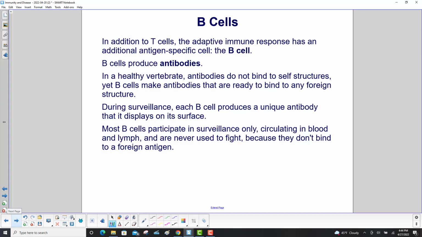In addition to T cells, the adaptive immune system has an additional antigen-specific cell, the B cell, right? We've gone through the T cells, now we're talking B. B cells produce antibodies. In a healthy vertebrate, antibodies do not bind to self structures, all right? Yet B cells make antibodies that are ready to bind to any foreign or non-self structures. During surveillance, each B cell produces a unique antibody that it displays on its surface. Most B cells participate in surveillance only. They circulate in the blood and the lymph and are never used to fight because they don't bind to a foreign antigen.